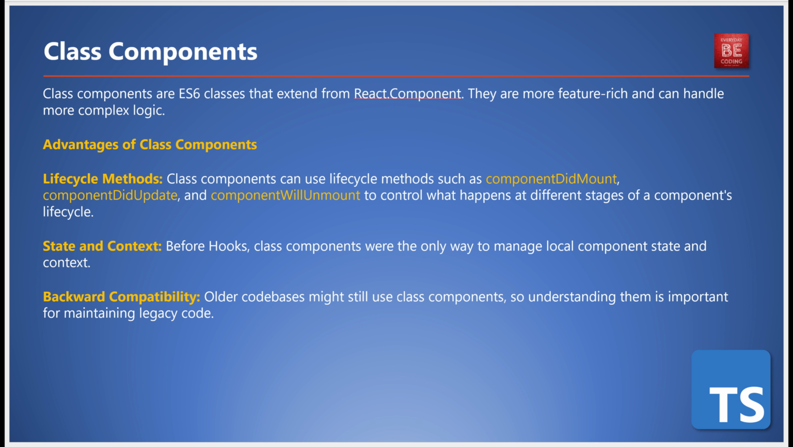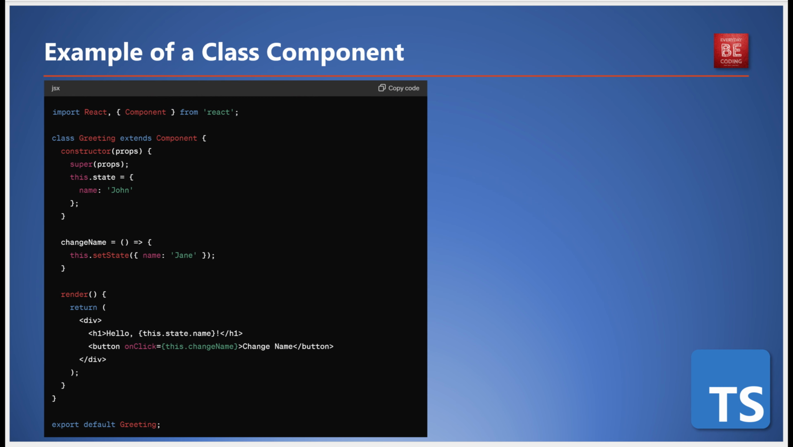Before the advent of hooks, class components were the primary method for managing local state and context within React applications. They remain crucial for maintaining older code bases that rely heavily on these patterns. Picture a class component version of the greeting component mentioned earlier. It would use this.state and this.setState for state management, illustrating a more verbose approach compared to function components.